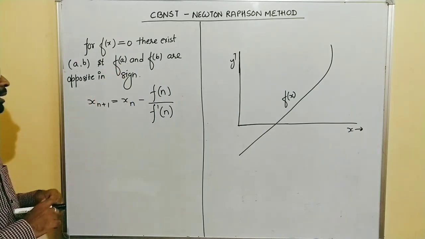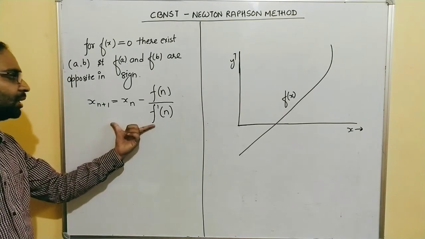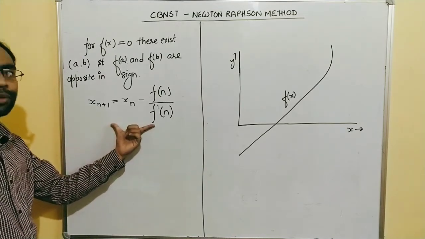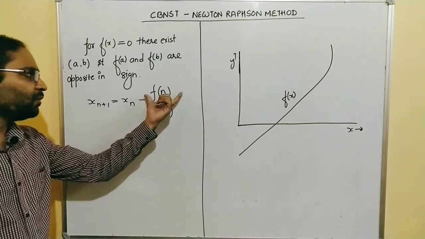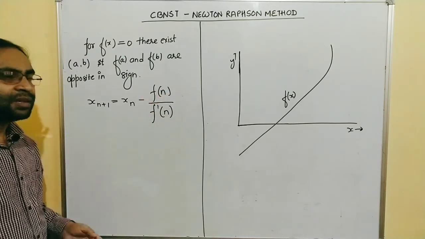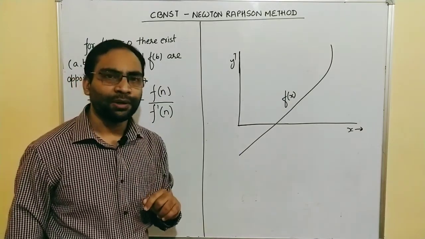Then we have this formula to find the solution. This is called the Newton-Raphson solution formula. x(n+1) is equal to x(n) minus f(x(n)) divided by f'(x(n)). This is the first derivative of the function.